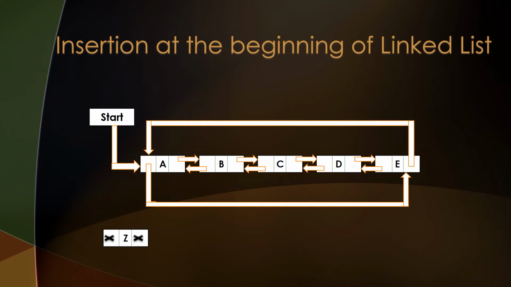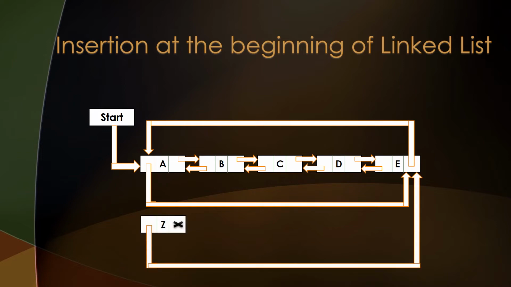Since now it would be the first node in the linked list, and for a circular doubly linked list, the backward pointer of the first node always points to the last node in the linked list. So hence now we have changed the pointer to ensure the backward pointer of node Z points to the last node in the linked list.